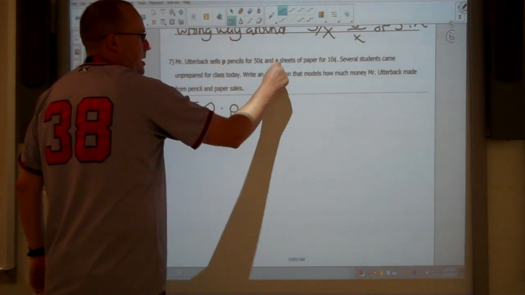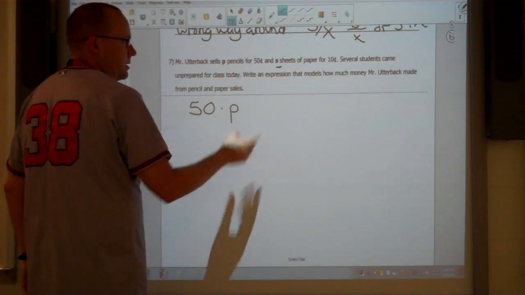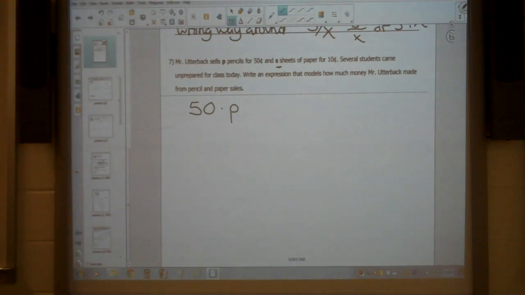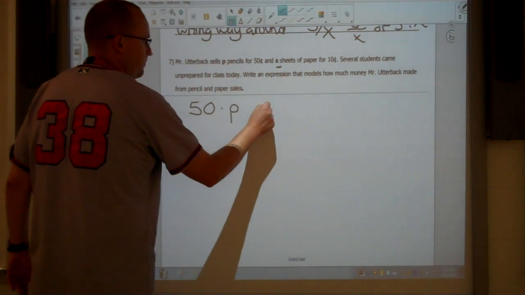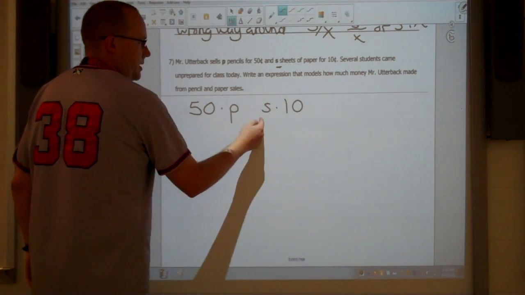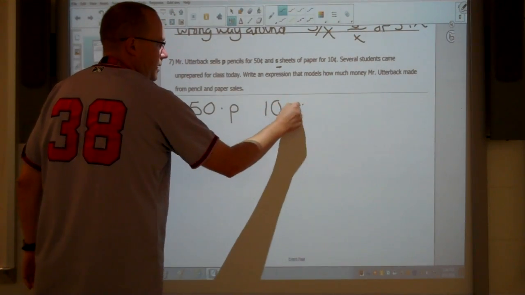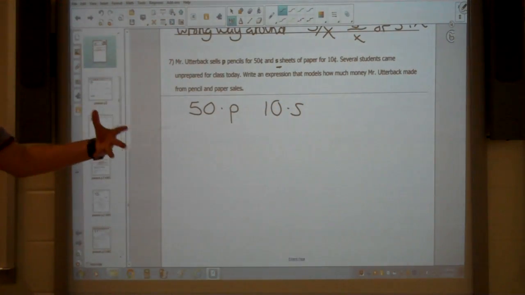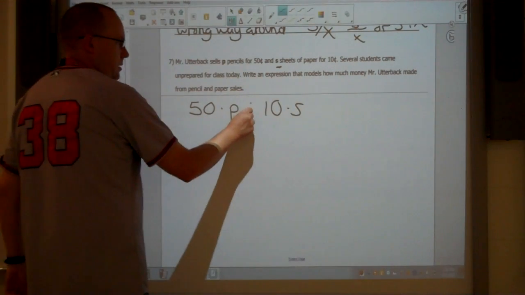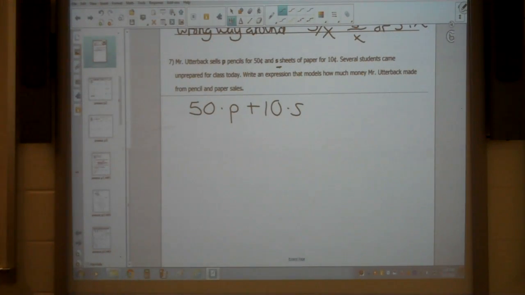He buys 10 sheets of paper, and it says S is the number of sheets. So if it was like 3 sheets of paper, you do 3 times 10, 30 cents. So if it's S sheets, you're going to do S times 10. And once again, you want to put numbers first and letters second. And then the total cost is if you add the two things together. So that would be the expression for this one.